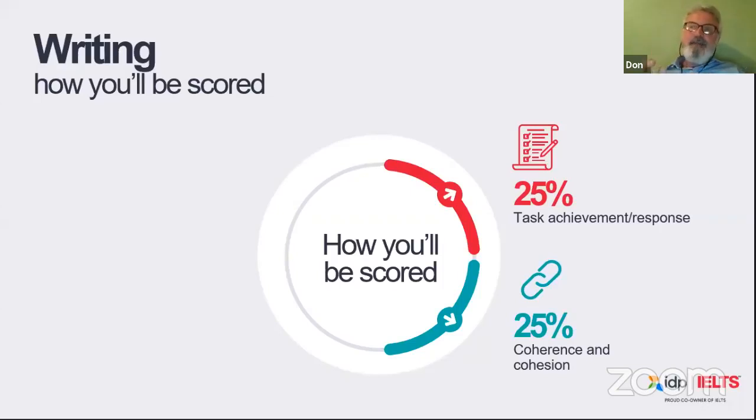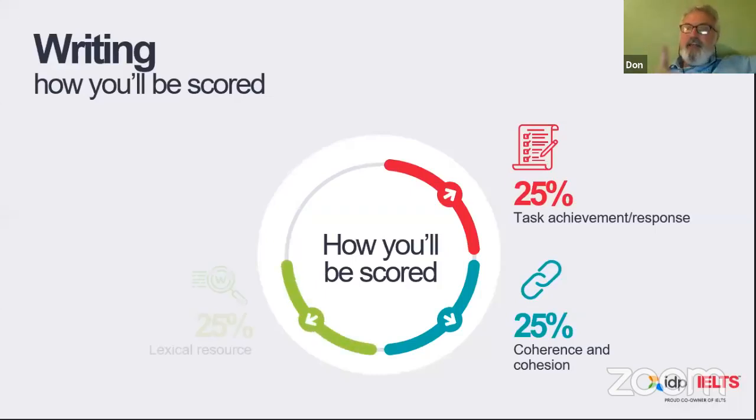The cohesion is about linking your ideas together. And the words we use to link those ideas are important. The examiner is looking for linking words. Now, we can all write an essay saying, first, blah, blah, blah. Second, blah, blah, blah. Third, blah, blah, blah. These are very simple linking words. But the more sophisticated, the more clever your linking words, the higher your score will be for this criterion.